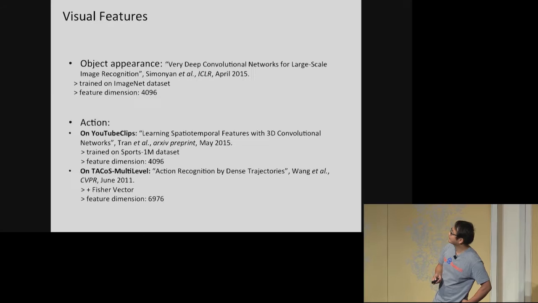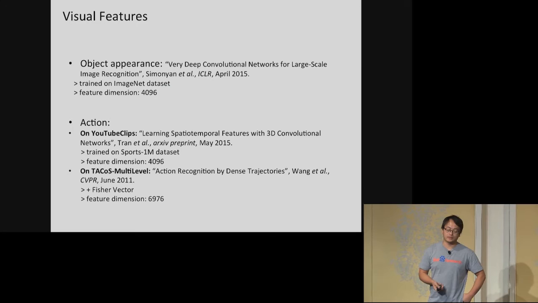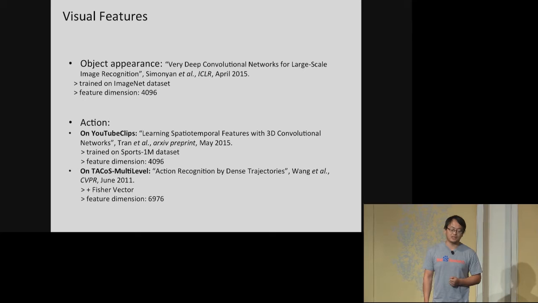For the visual features, we use the object appearance feature and the action feature. For the object appearance feature, we use VGG features trained on ImageNet. For the action features, we use a 3D convolutional neural network trained on the Sports-1M dataset. And we also use dense trajectory features.